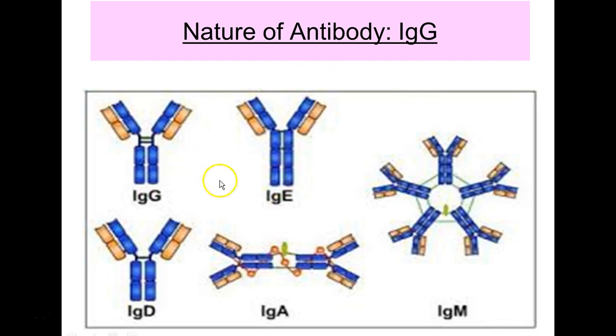Here are all 5 classes of antibodies with their molecular structure. IgGs, IgEs, and IgDs are monomers. IgAs are dimers. IgMs are pentamers.